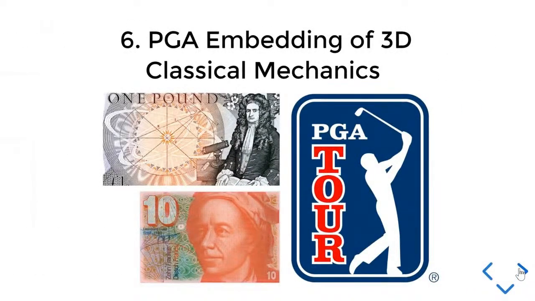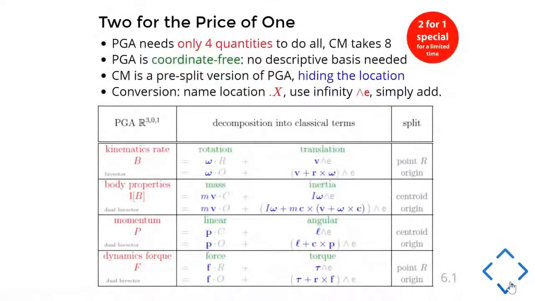All right, so to conclude our PGA tour then, let's look at how classical mechanics is embedded. And here you see the total picture. All we have in PGA is that we are talking about the bivector rate of a motion, the body properties encoded in the inertial duality, and then via the momentum, coupled to the force. And these are all the symbols we need in the equations. And as you saw from the demo, we can encode and solve these equations.